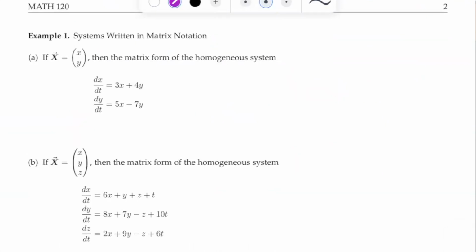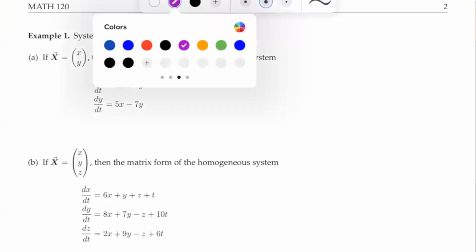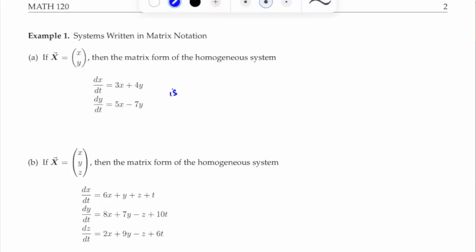So in this example, the idea is just to rewrite the system of differential equations in matrix vector form. Now look at the first system right here. This is a homogeneous system because you don't have an extra forcing term. It's just the dependent variables x and y, and the independent variable in this case is little t.